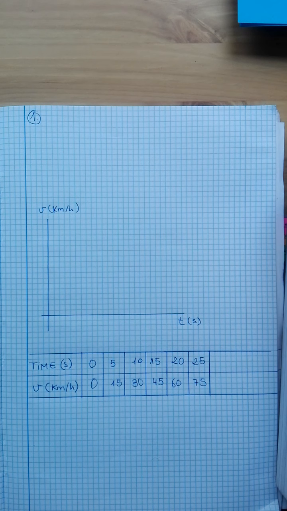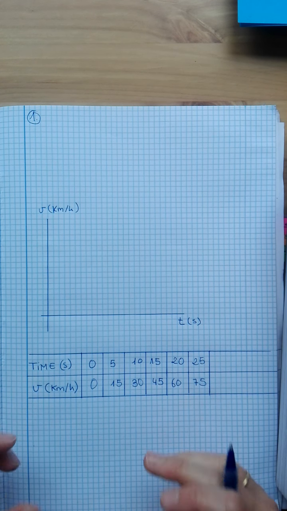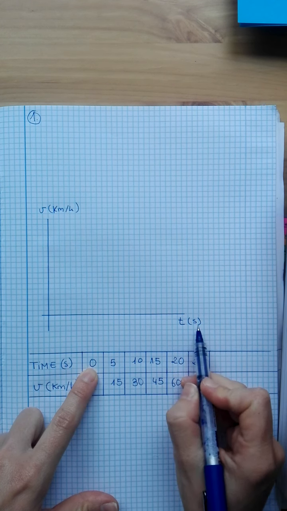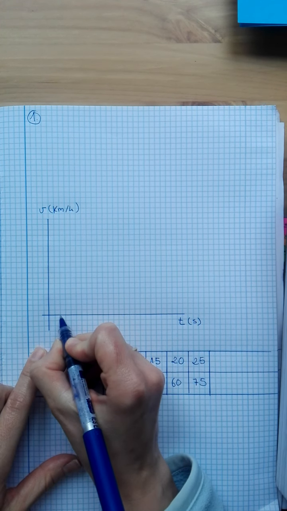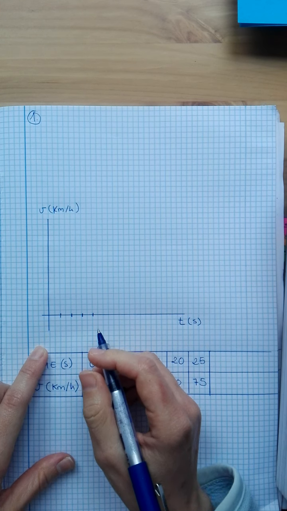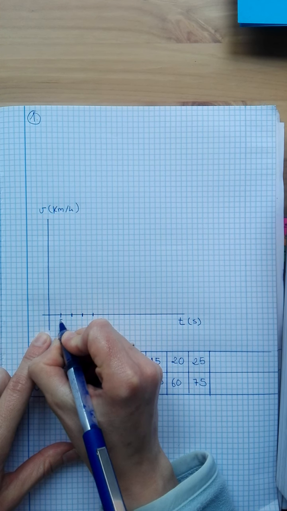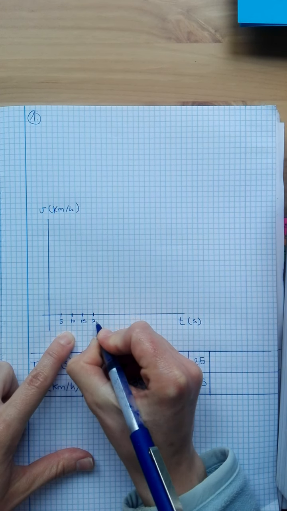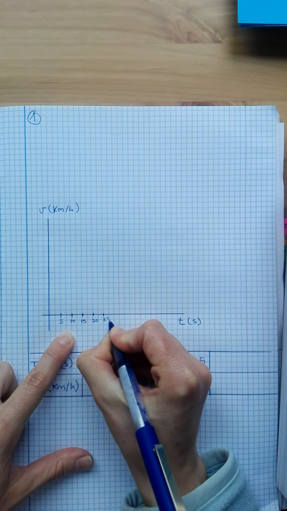Okay, next. As you remember, something that was very important at the beginning of the year was that the same measurement in an axis must always represent the same, okay? So, for example, if I decide in this axis that every 2 squares is going to represent 5 seconds, in the whole axis, every 2 squares is going to represent 5 seconds. So 5, 10, 15, 20, and 25, okay?